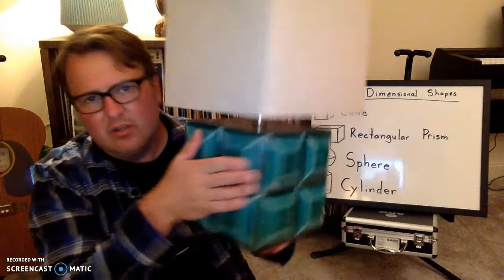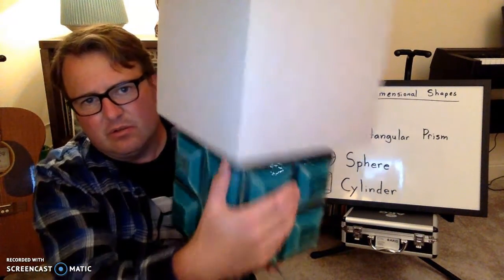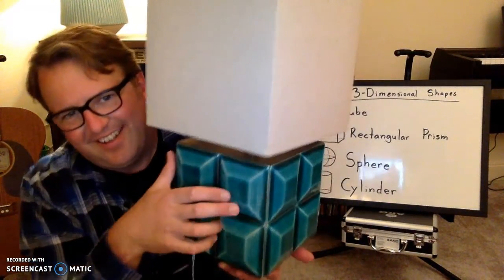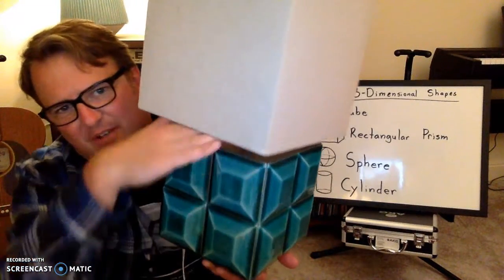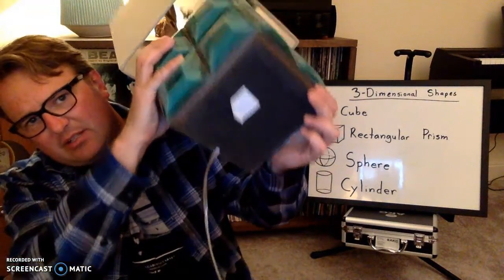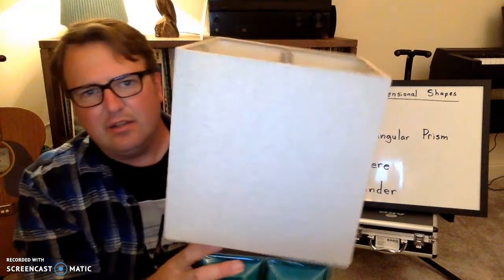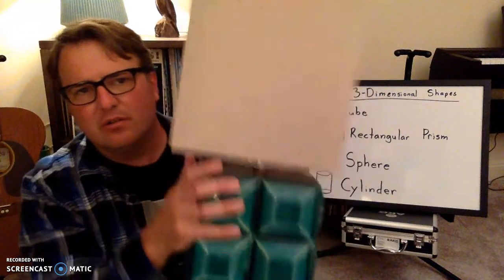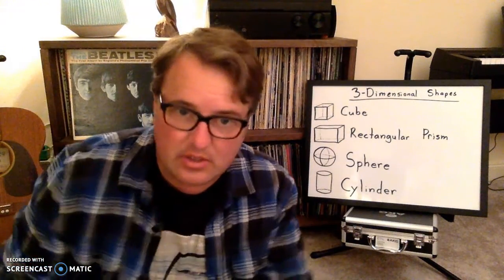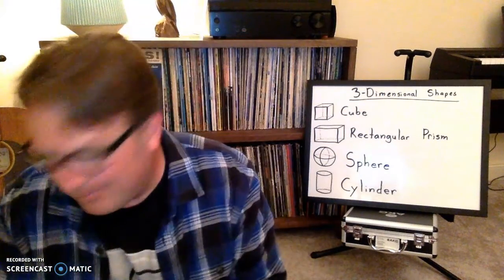So 1, 2, 3, 4. It's heavy too. 5. And then the bottom. 6. And even the lampshade is a cube. Huh. Mr. Dowd's groovy cube lamp. All right. Now, yeah, that's the cube.